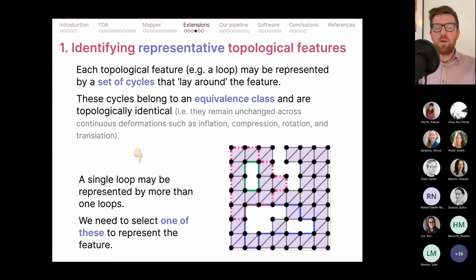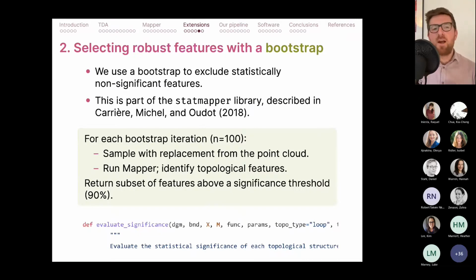So when we're identifying topological features on a Mapper graph, there might be multiple cycles, as we have here, and we just want to pick one of those to represent that feature. That's one bit. The other is that we want to select robust features that are statistically significant, and we do this using a bootstrap.